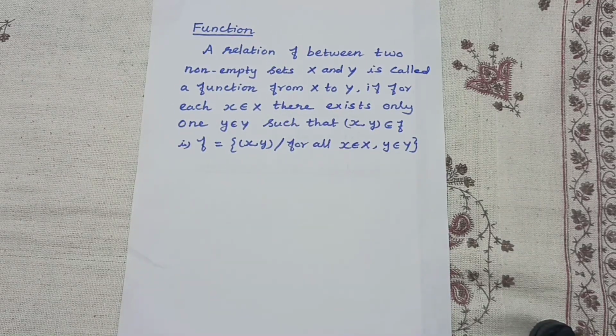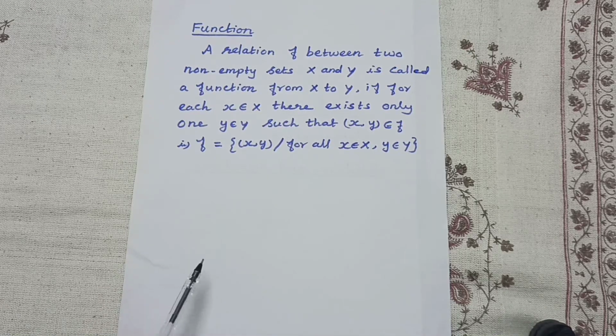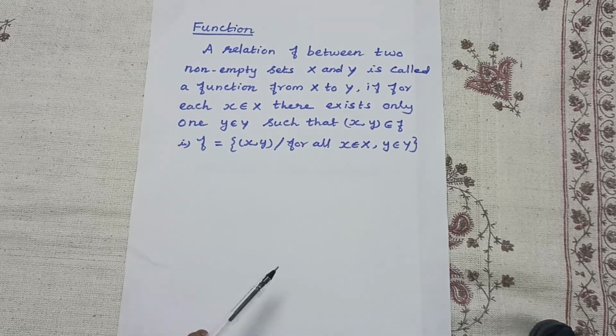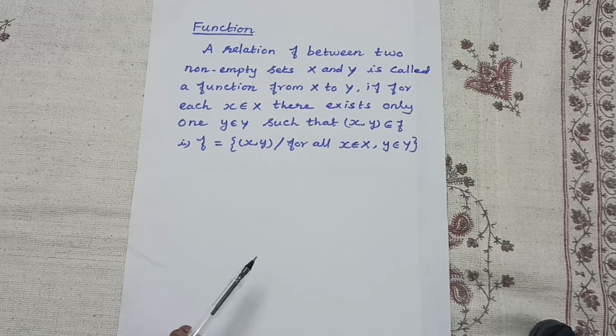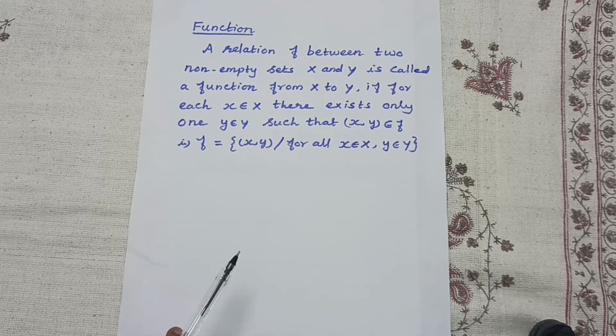This function is also called mapping or transformation. Then every function is a relation, isn't it? Like that, functions are subsets of relations, and relations are subsets of the Cartesian product.